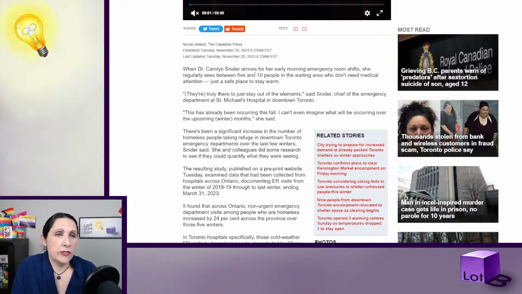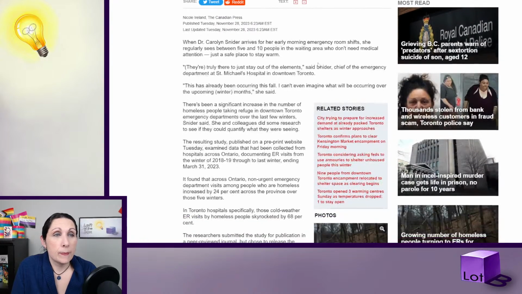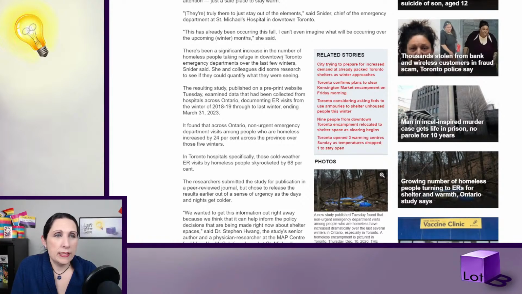So when Dr. Carolyn Snyder arrives for her early morning emergency room shift, she regularly sees between 5 and 10 people in the waiting area who don't need medical attention, just a safe place to stay warm. They're truly there just to stay out of the elements, said Snyder, chief of emergency department at St. Michael's Hospital in downtown Toronto. This has already been occurring this fall. I can't even imagine what will be occurring over the upcoming winter months, she said. There's been a significant increase in the number of homeless people taking refuge in downtown Toronto emergency departments over the last few winters, Snyder said. She and colleagues did some research to see if they could quantify what they were seeing.